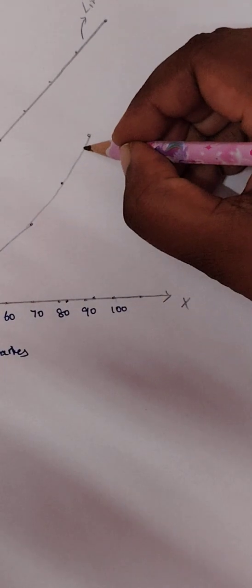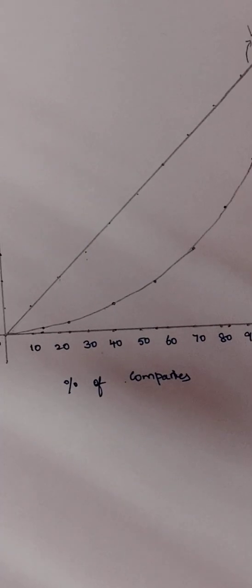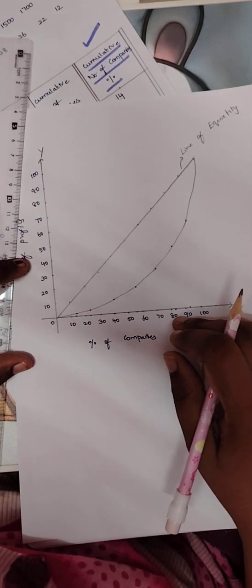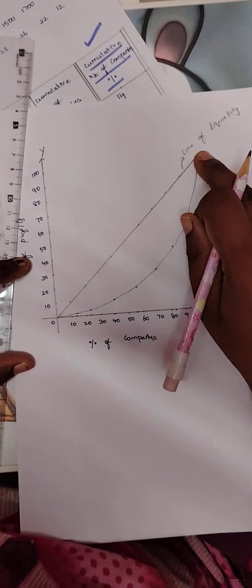Now I need to draw a smooth curve. The smooth curve will be like this. So this is my smooth curve. I hope you understand the concept. This is the Lorenz curve, and in the Lorenz curve, this is the line of equality.